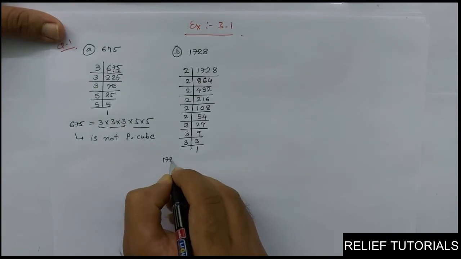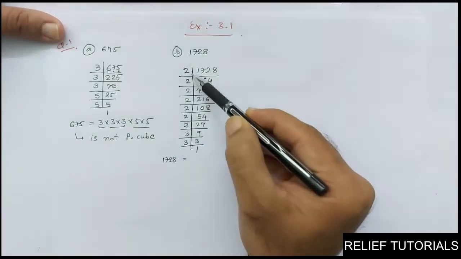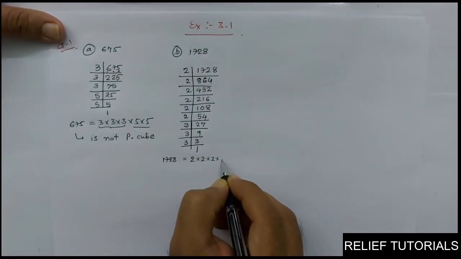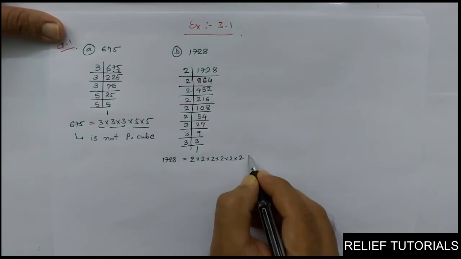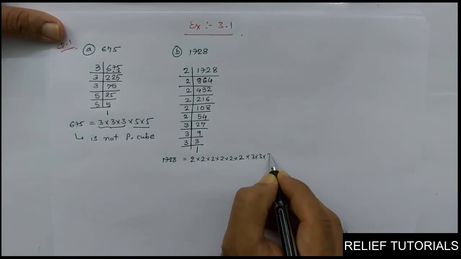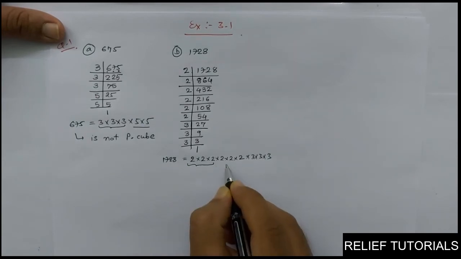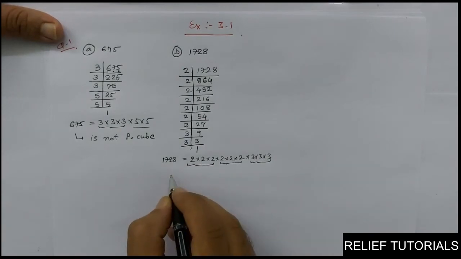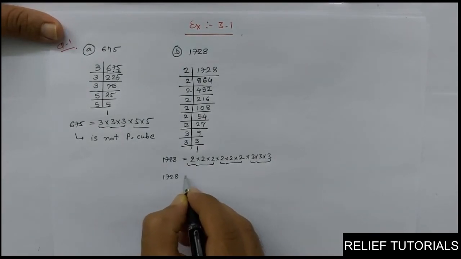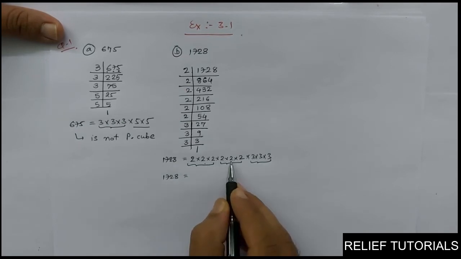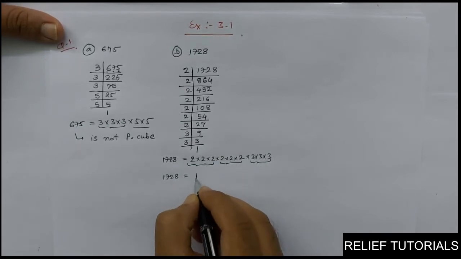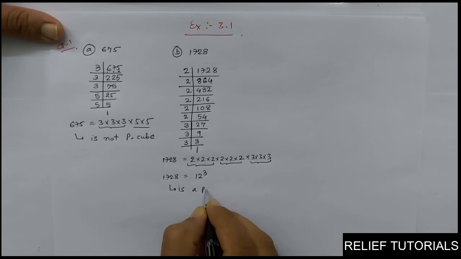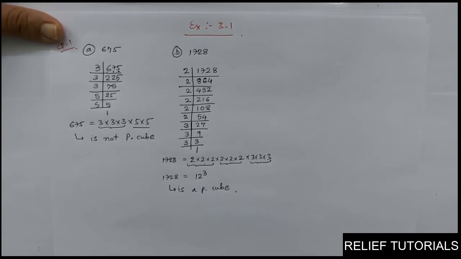So the factors of 1728 are 2 times 2 times 2 times 2 times 2 times 2, and 3 times 3 times 3. You can see the triplet of 2 here, here also a triplet of 2, and here also a triplet of 3. So it is a perfect cube number. So 1728 is the cube of 2 times 2 is 4, 4 times 3 is 12, cube of 12. So this 1728 is a perfect cube number.